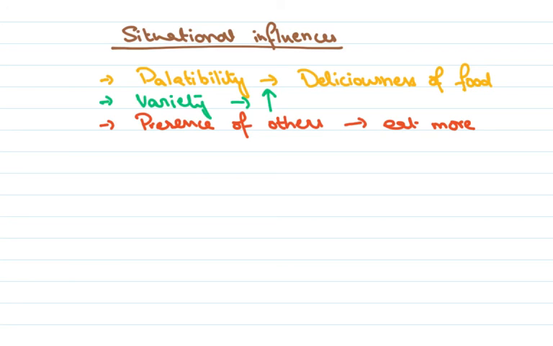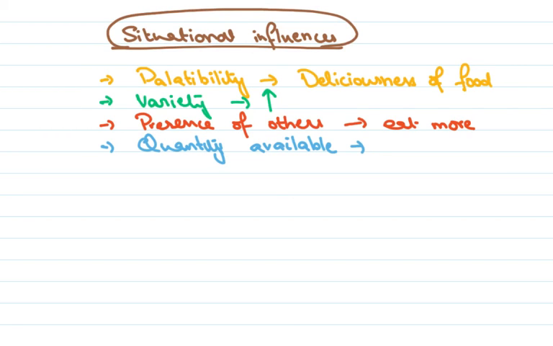Then you also have something like the quantity that is available, right? And this has a lot to do with portion size, right? So if, for example, you go to McDonald's and you get an upsized meal and you end up with lots of fries and lots of Coke, then obviously you will be eating a lot more than if you had a smaller quantity to begin with, right? So situational influences are also extremely important.